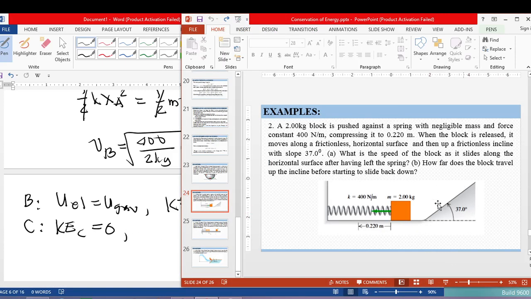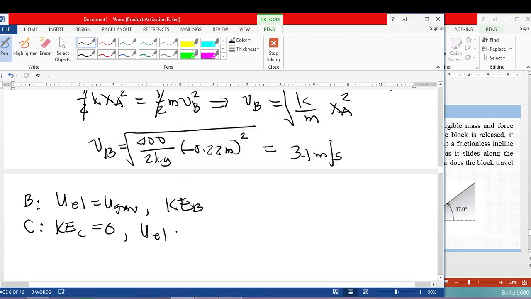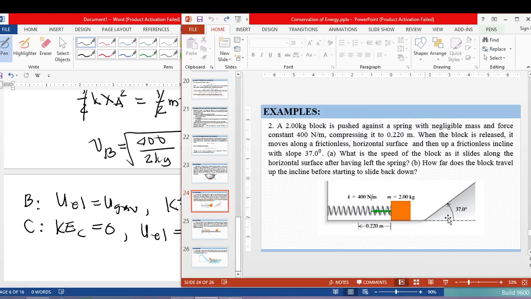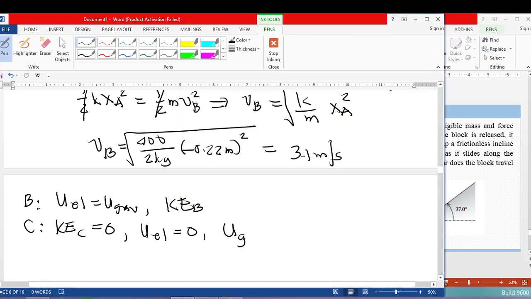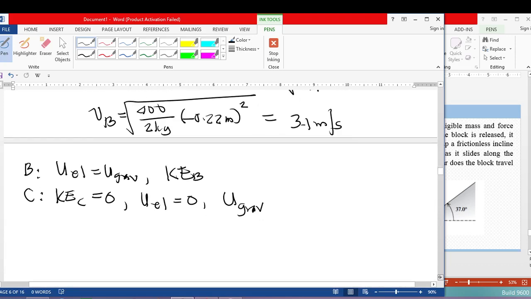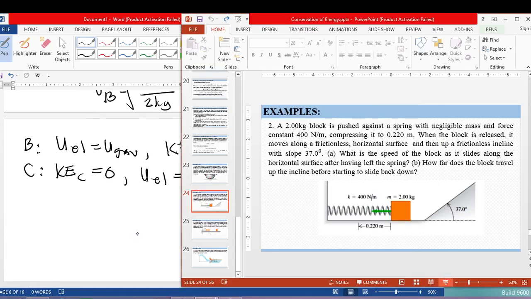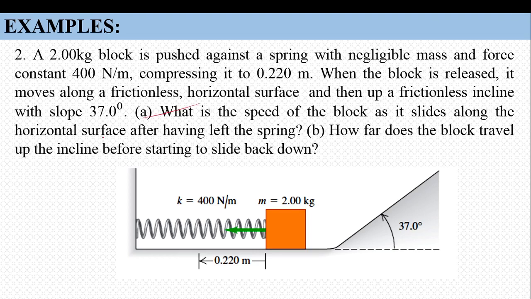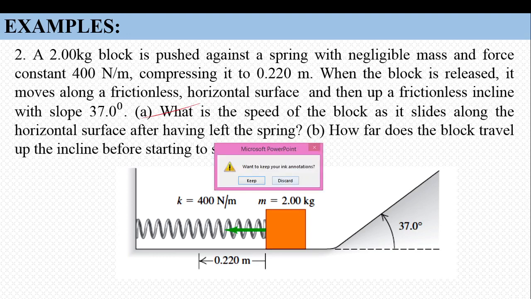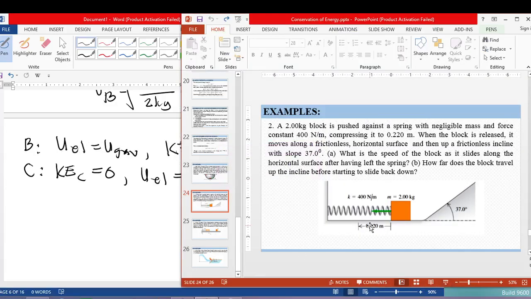So wala naman siya spring diri at this event C. So basically wala kay elastic. Pero naa man kay height. Okay, this is the height level, ha, this is h equal to 0, kaning ground level. Basically naa siya gravitational. Okay? So then we have to use our conservation of energy.